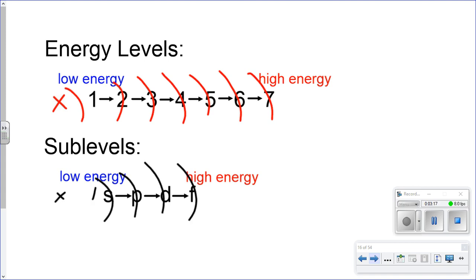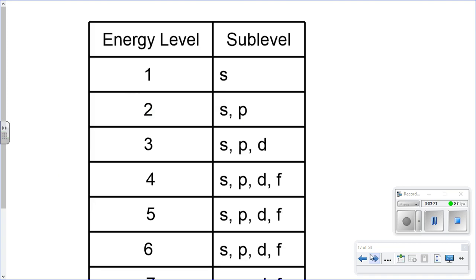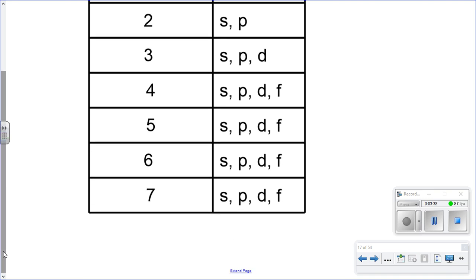Now we've got to assemble the energy levels and sublevels together, and that's where our discussion is going to come from. Every energy level has a certain number of sublevels. Energy level 1 has 1 sublevel, S. Energy level 2 has 2 sublevels, S and P. Energy level 3 has 3: S, P, and D. Level 4 has 4, 5 has 4, 6 has 4, and all the way to 7 having 4. Notice they keep repeating SPDF, SPDF, SPDF.